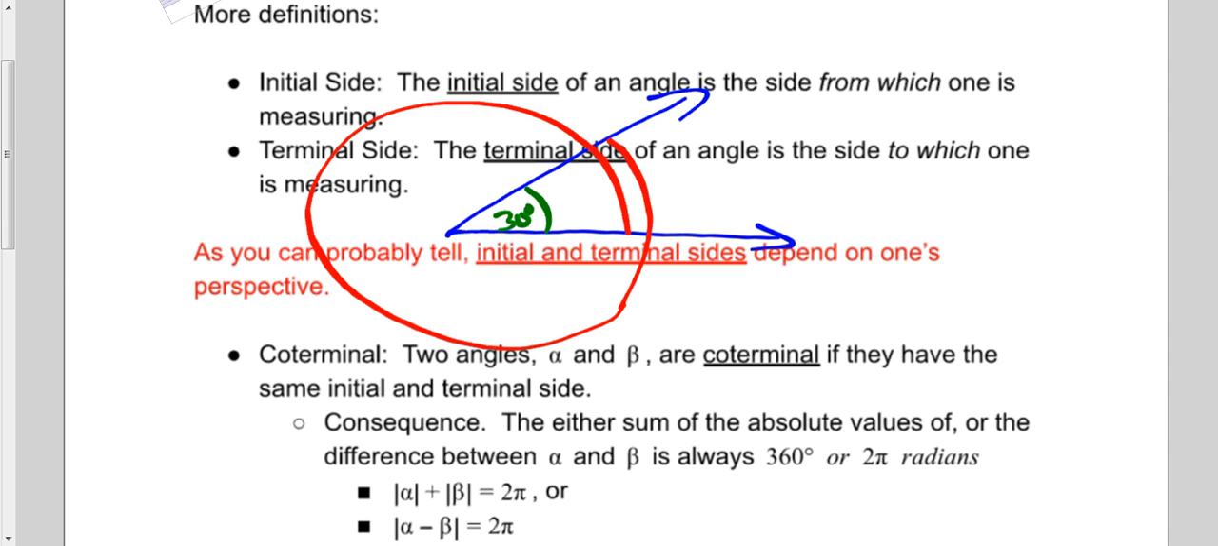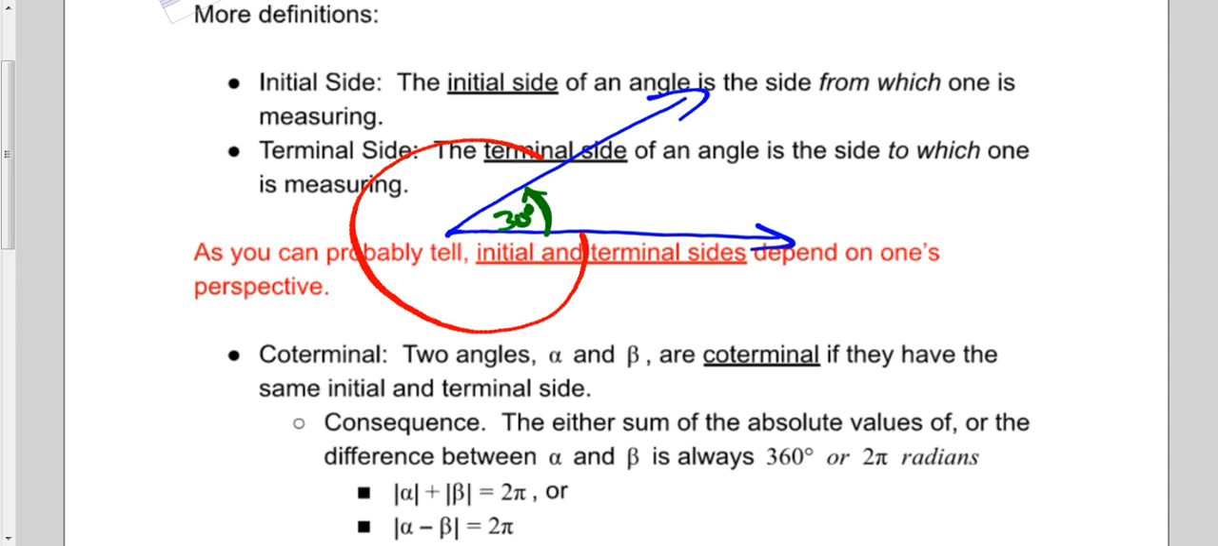See, now this was the initial side and this is the terminal side, right? Also, another coterminal angle is negative 330. Negative 330 is a coterminal angle. You did well, Morgan.